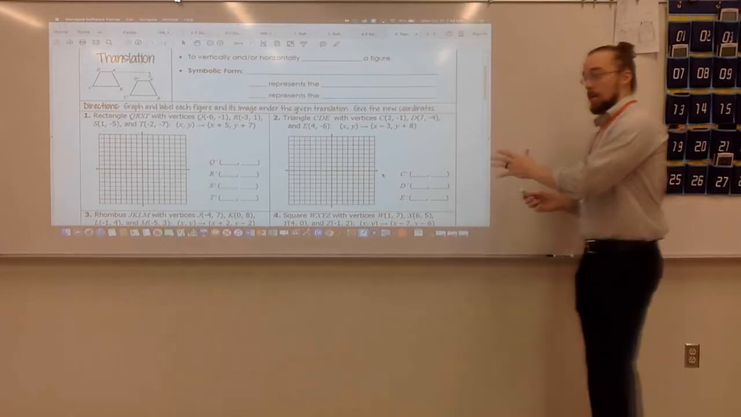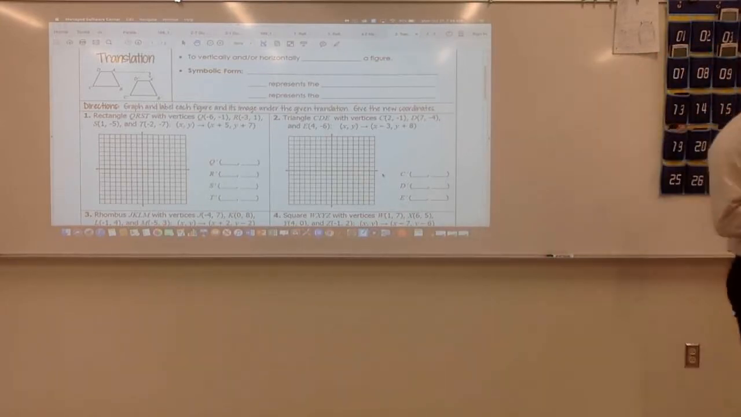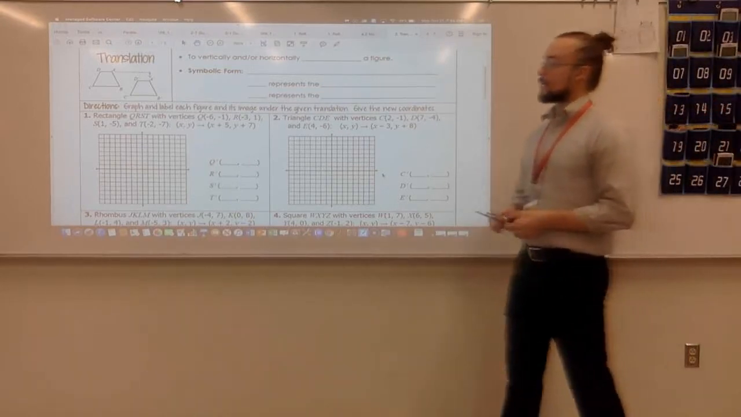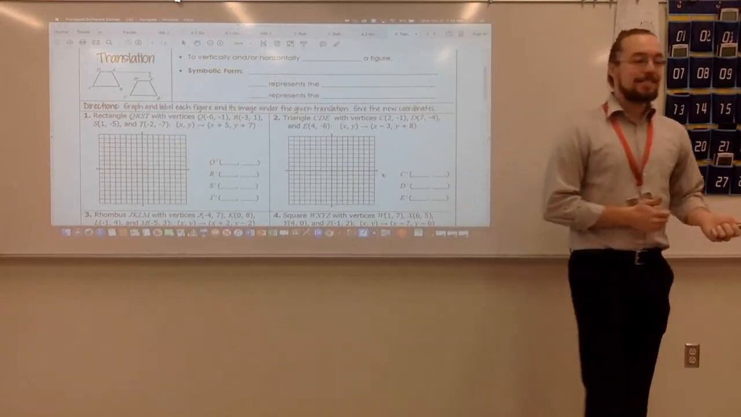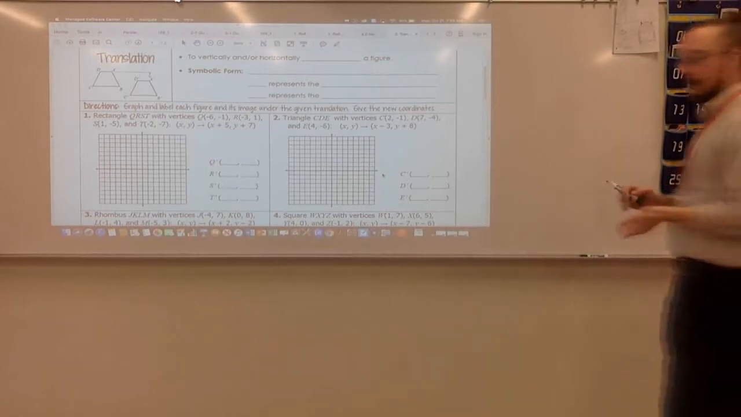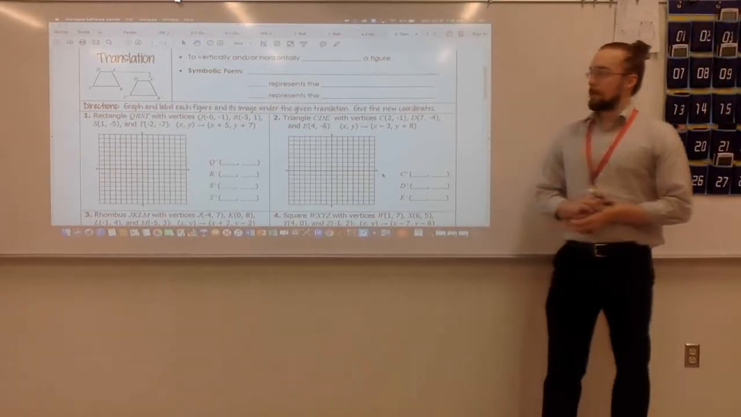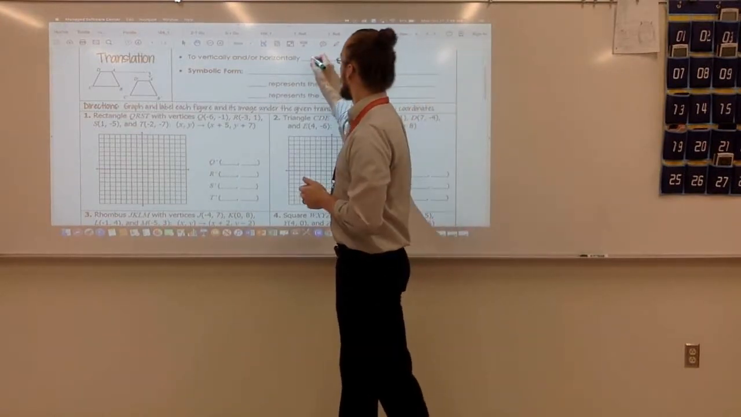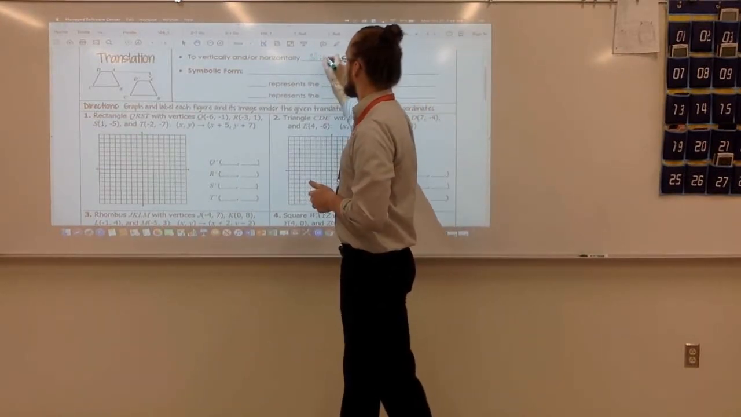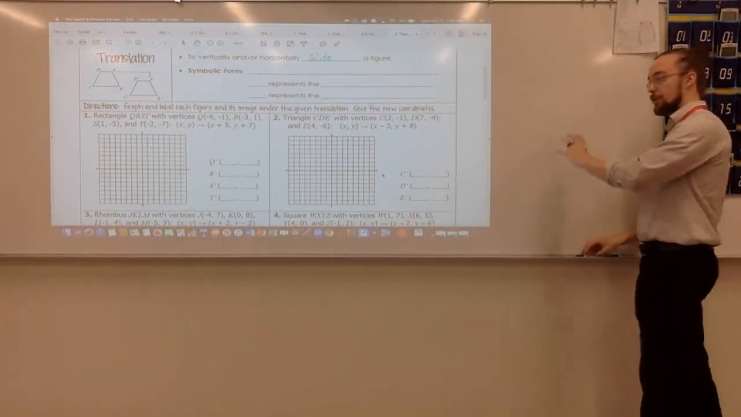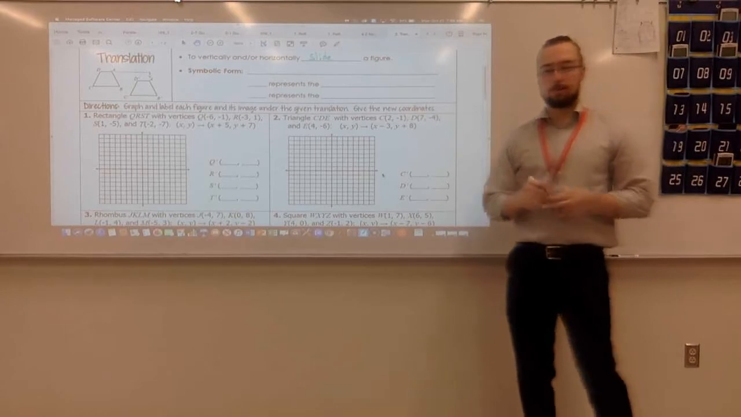All right, so we did reflections last week. That was our first transformation that we looked at. So today we're going to look at translations. I think translations are probably the easiest of the transformations that we're going to look at. A translation is just vertically and or horizontally sliding a figure. We're just going to take the figure and slide it around the coordinate plane.